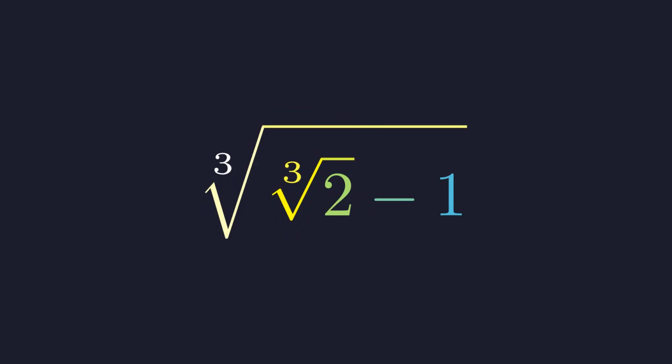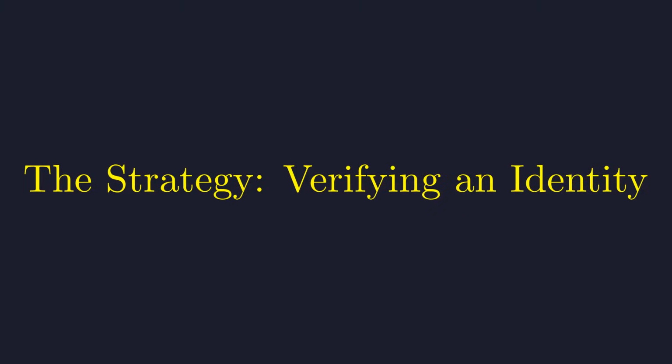This nested radical looks impossible at first glance. It seems there's no way to simplify it. However, it simplifies to a surprisingly structured and elegant form, using a classic proof technique. We will solve this by verifying a known, non-obvious identity.